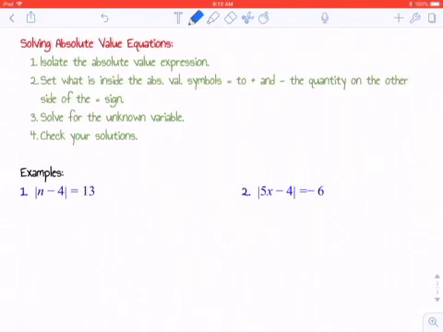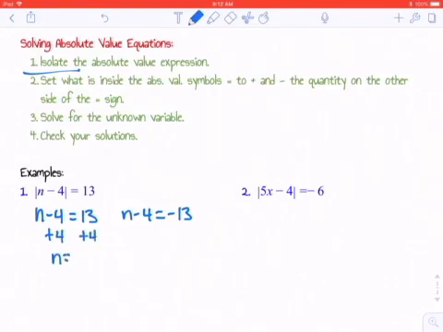Alright, so example number 1 already has the absolute value symbol isolated. There's nothing outside of the absolute value of n minus 4. So we can move on to step 2 and set this equal to 13 and n minus 4 equals negative 13 and solve. So to solve, we would add 4 to both sides, so we get n equals 17, and then let me write that step down so you can see it. Let's add 4 to both sides, so n would equal negative 9.